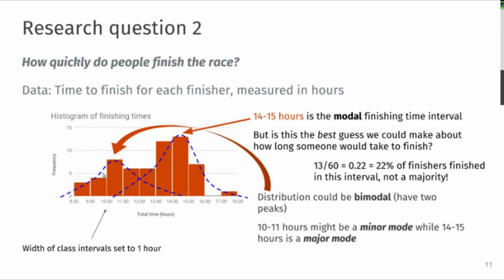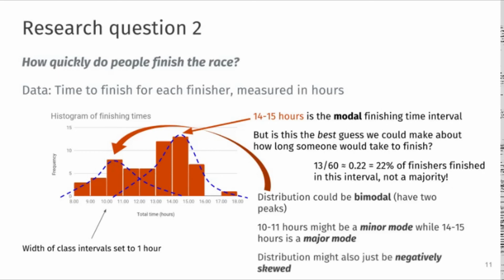And here in the blue dashed lines, I've just guessed at what sorts of distributions of finishing times might characterize each subgroup. So we might have a slower group that tends to peak around 14 hours, and then a faster group that tends to peak between 10 and 11 hours. Given that there are potentially these 2 modes, we would call the bigger one the major mode, so that 14 to 15 hour interval is the major mode, and the minor mode is the somewhat smaller one, which is 10 to 11 hours.